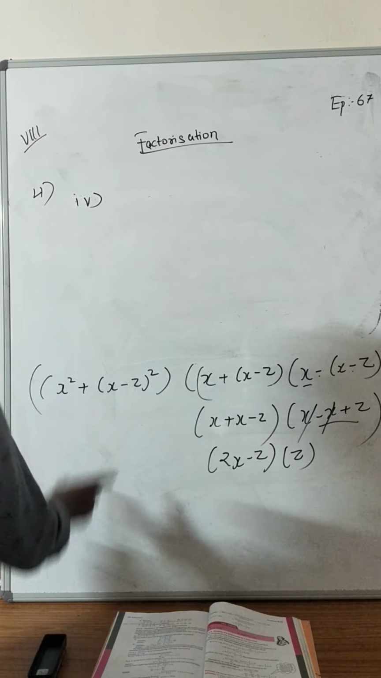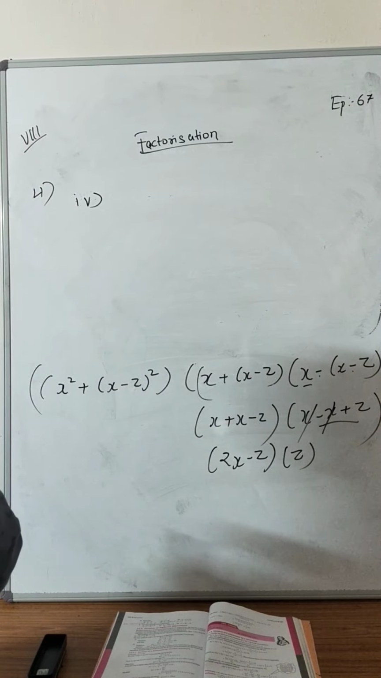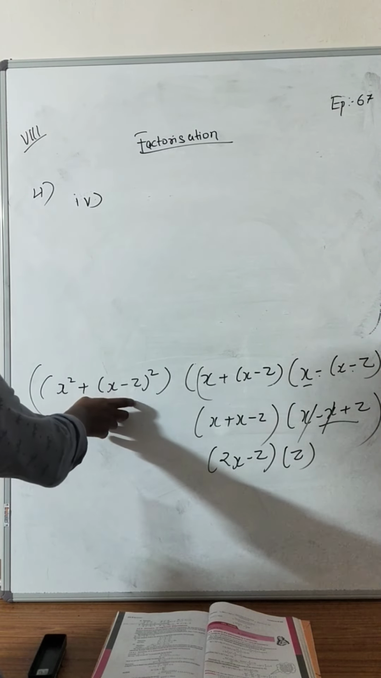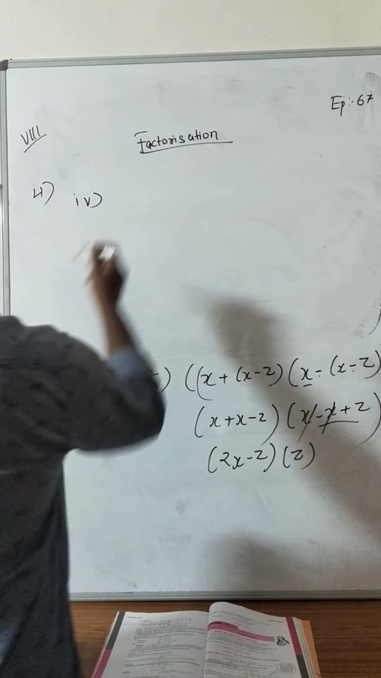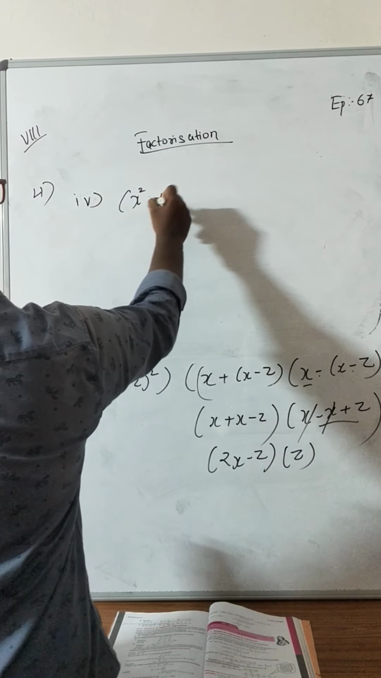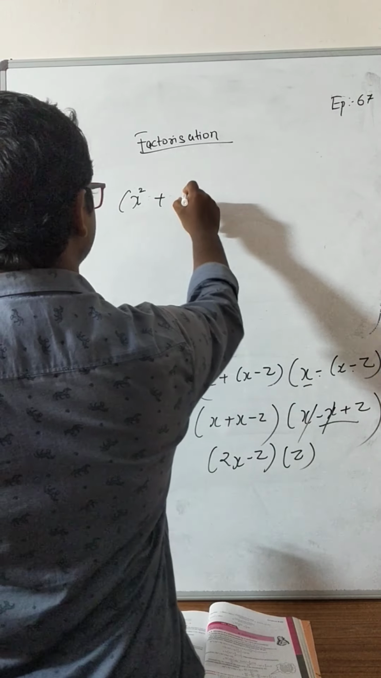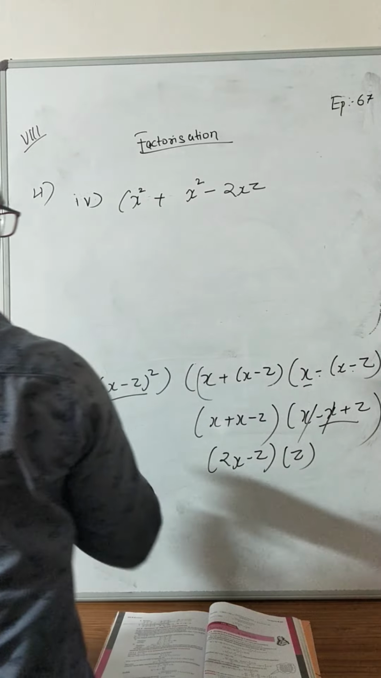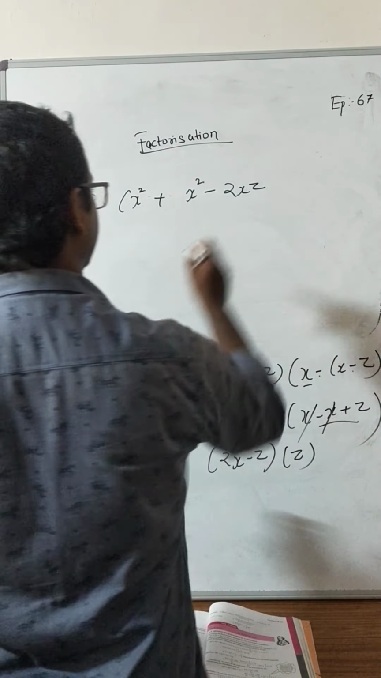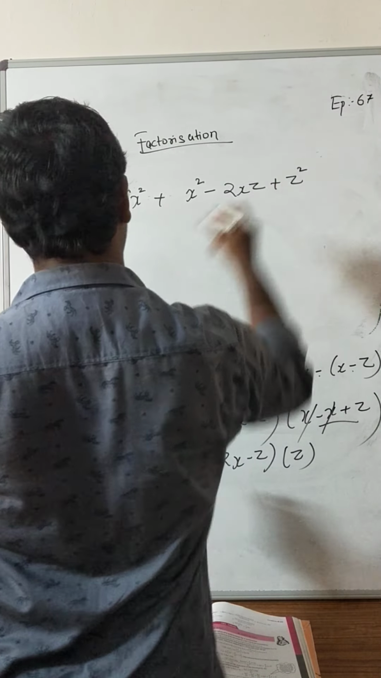Look at this expression, which is x square plus x minus z whole square. Here we can apply the (a minus b) whole square formula, only at this part. Here I am applying (a minus b) whole square, which is x square minus 2x into ab, where a is x and b is z, to ab plus b square, which is z square.